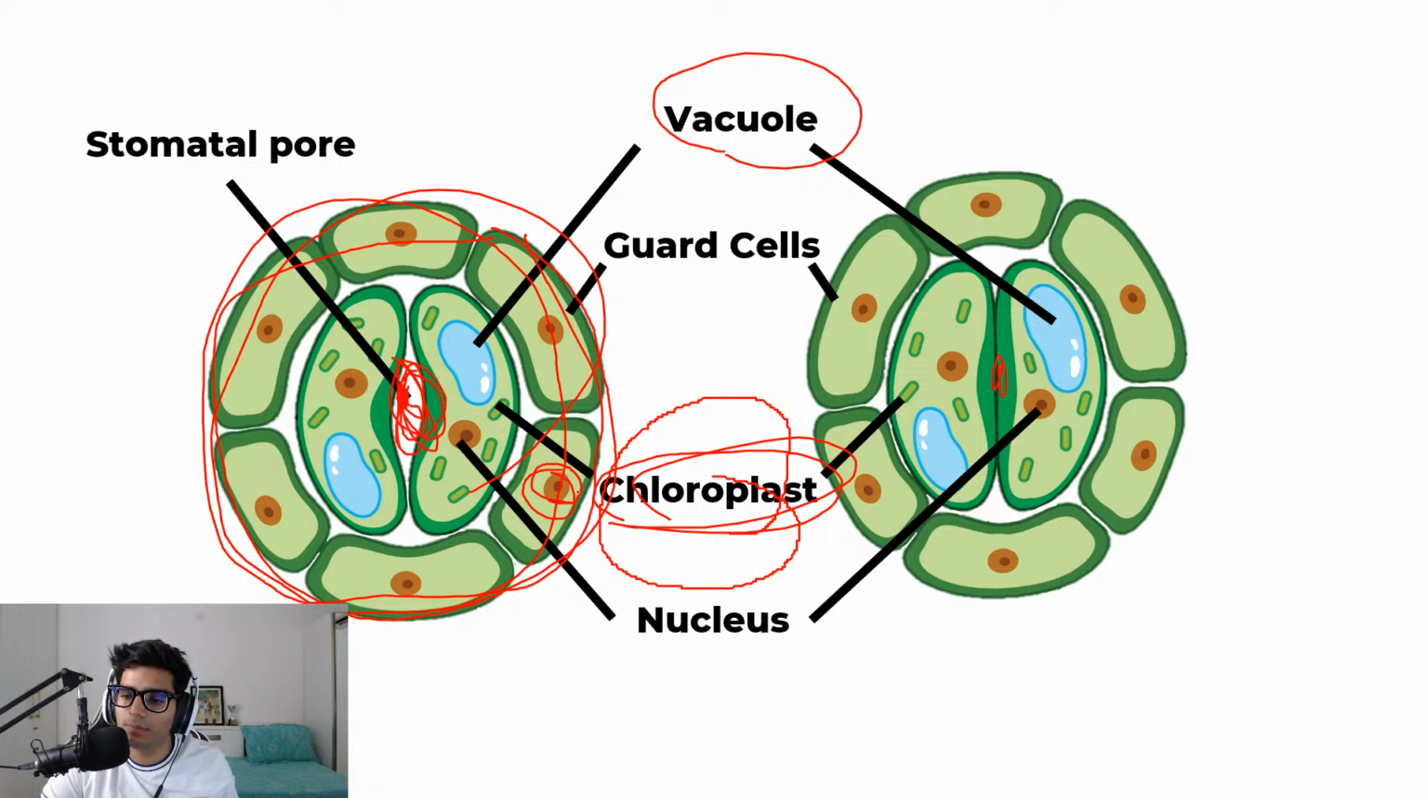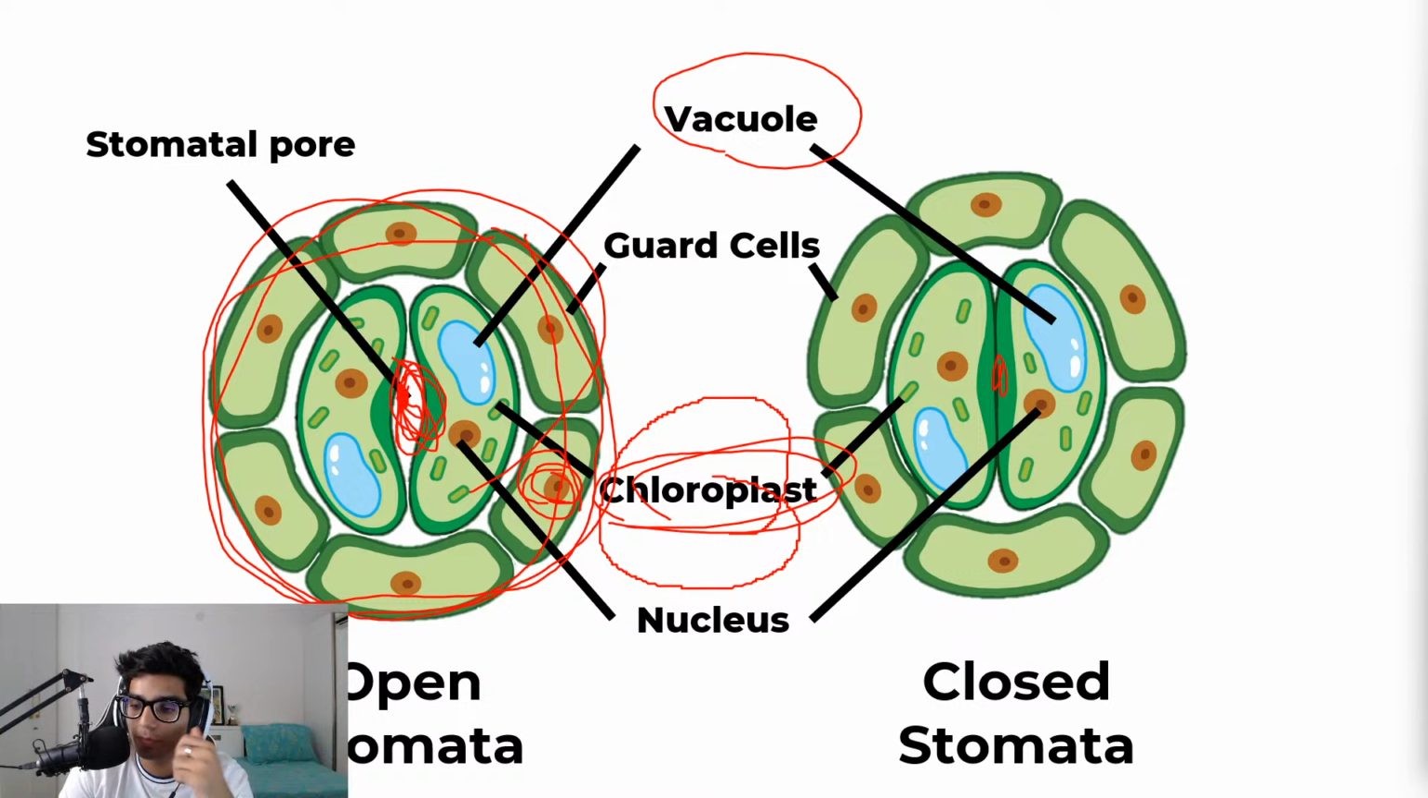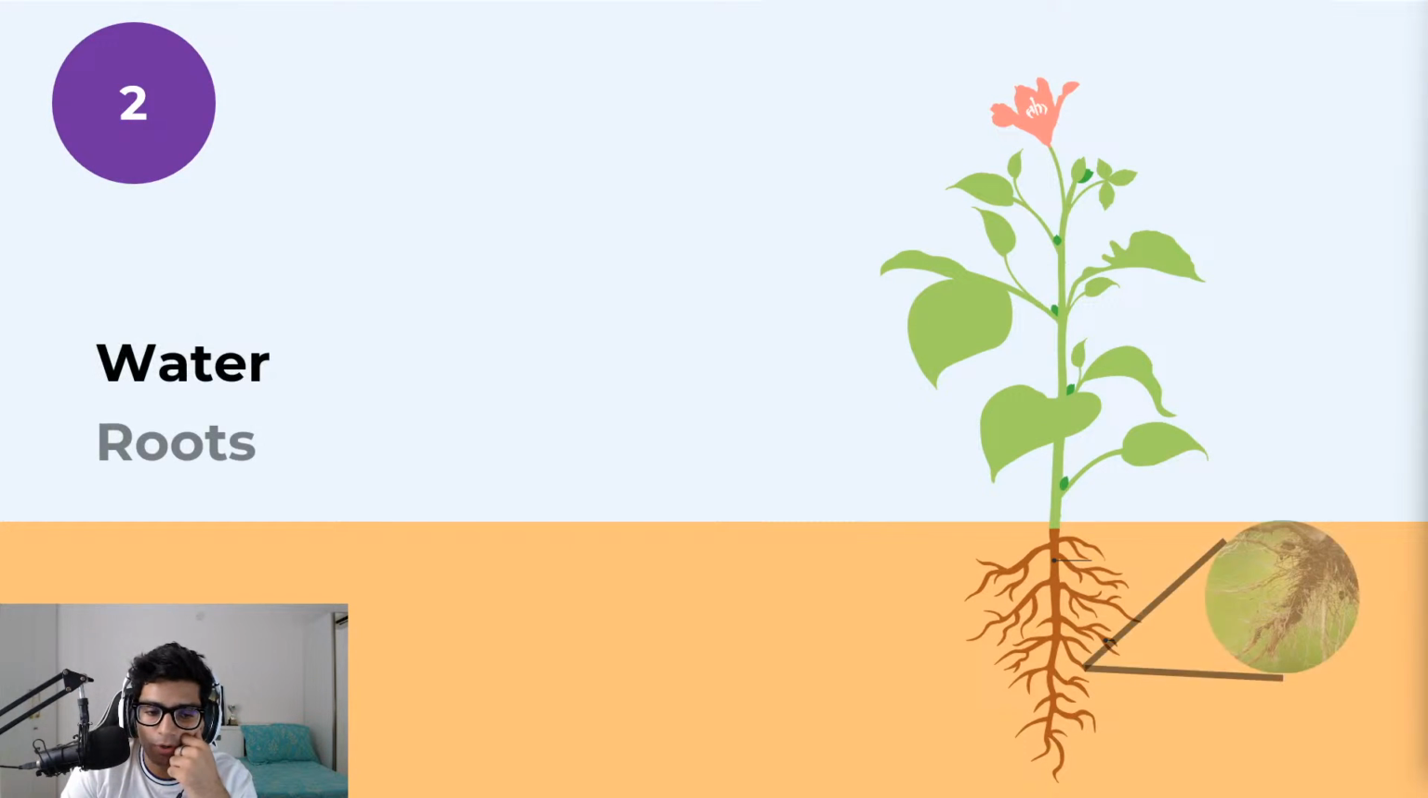Nucleus is nothing but the DNA. It's very important. It's like the main hub, the most important part of an organism. All right. So three things: water, sunlight, and CO2. Perfect. Open stomata, close stomata. Very good, guys.